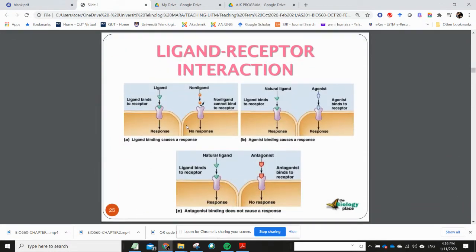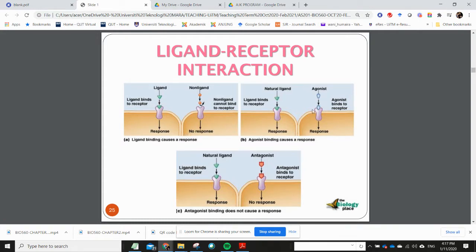So ligand here can also be represented by chemical messenger or general name. Okay, so this diagram here. Okay, ligand binding. This binding, the ligand bind to the receptor, it will cause response. Okay, if non-ligand bind to the receptor, it will cause no response because non-ligand cannot bind to the receptor because it's not compatible. The ligand is not compatible to this receptor here, so it will not bind to the receptor, so no response at all.